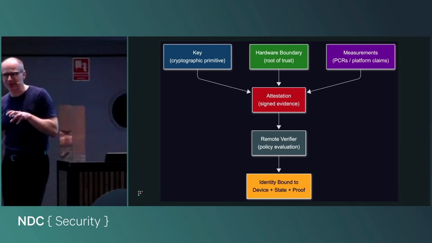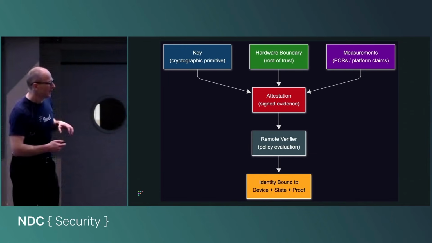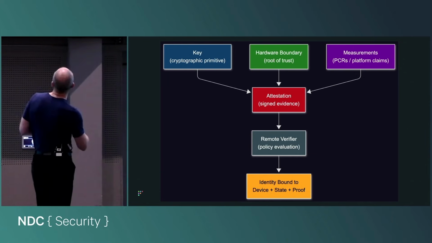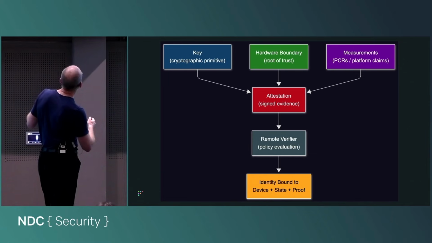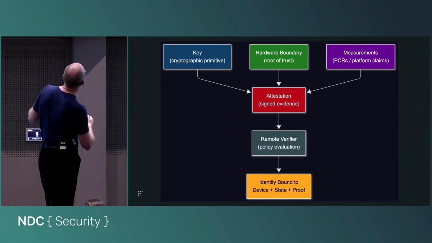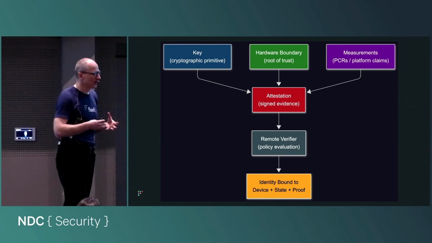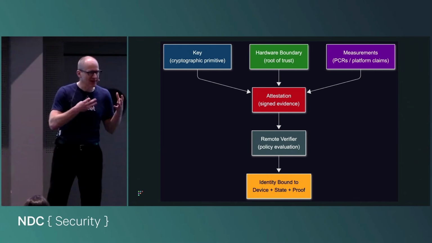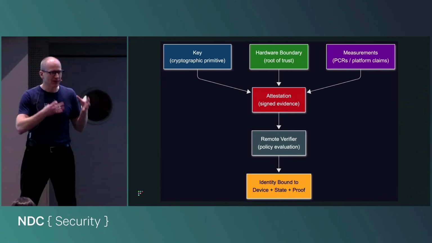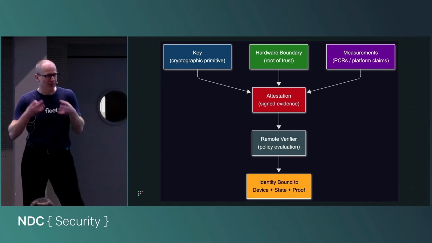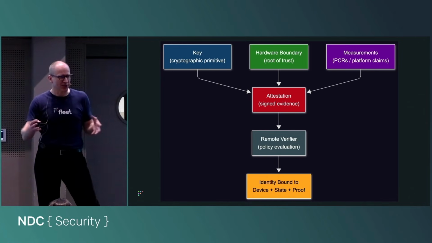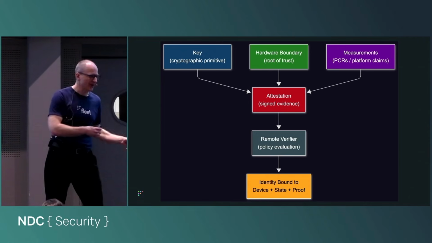And this is where everything we discussed earlier converges. A key by itself is just a cryptographic primitive. A hardware boundary is just a containment mechanism. And measurements themselves are just hashes. So attestation connects them. It turns hardware facts into signed proof. So identity is no longer who has the string. It becomes what physical device in what state produced this proof. That's the shift. Identity moves from software to physics.